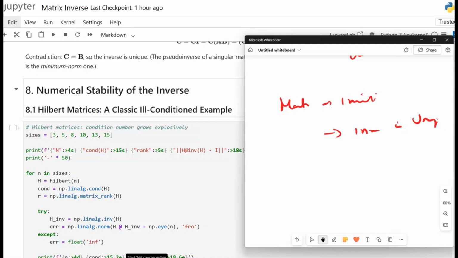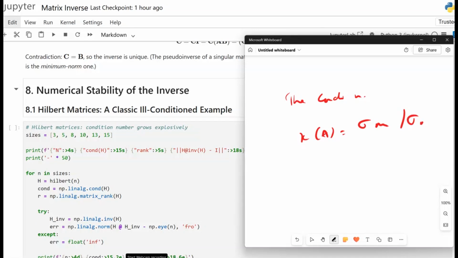Let me discuss the numerical stability of the inverse. Matrix inversion is numerically fragile. Here the condition number, that is kappa of A, which is equal to sigma max divided by sigma min, measures instability. A large kappa means the matrix is ill-conditioned and its inverse is unreliable.